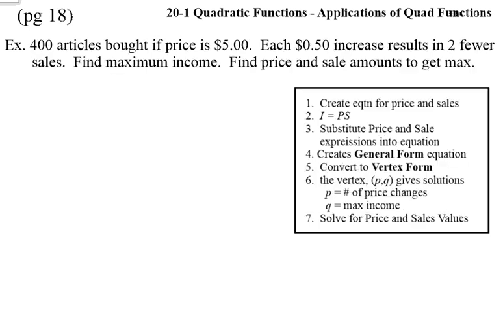There's where you're looking at. Page 18, example at the top, talks about buying 400 articles, whatever they are. Same kind of question. Pause the video, give it a try, and we'll do it together.